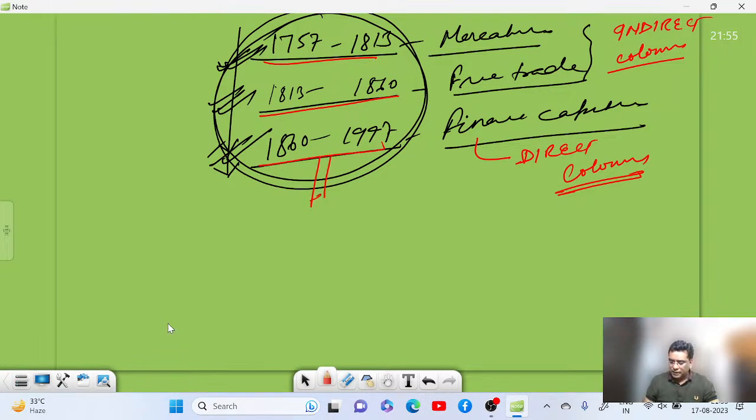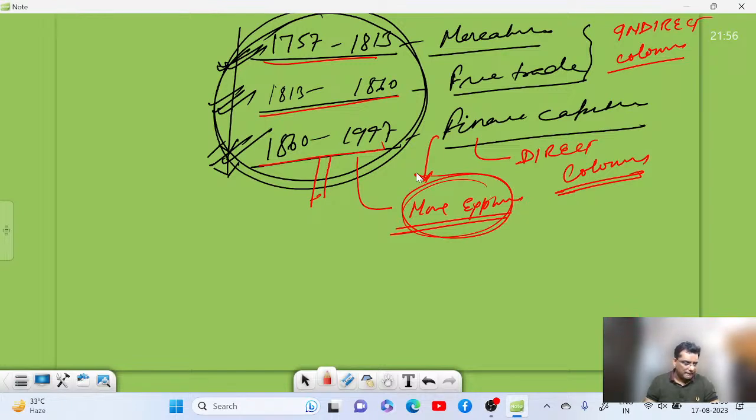So India became a victim. Here you'll find that lots of developmental work was processed, but this phase was more exploitative compared to the previous two phases. 1757 to 1830 is indirect colonialism because everything was looking through the East India Company. But here, finance capitalism.